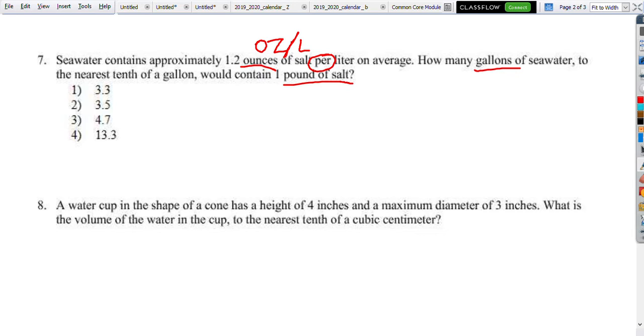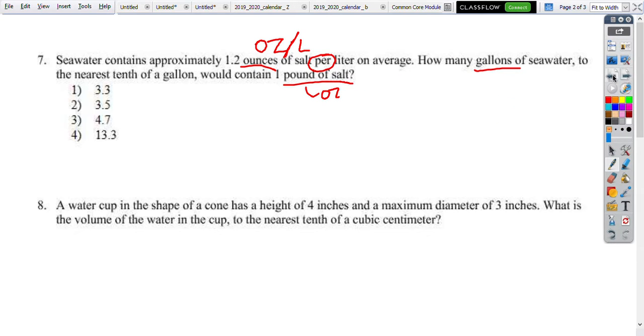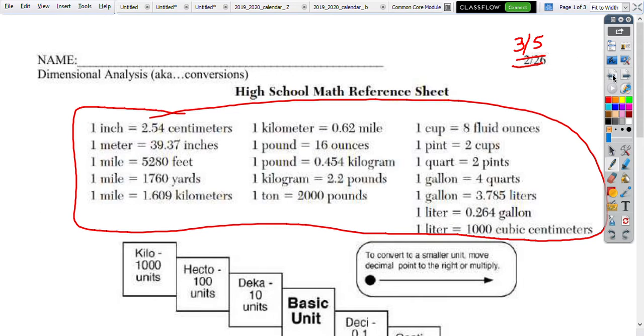So we need to convert this pounds into ounces. If you go back a page, you can see that we're going to be dealing with two things: ounces to pounds to ounces, and that is right there. And you're also going to be doing gallons to liters, which is right there. So 1 gallon is 3.785 liters, and 1 pound is 16 ounces.